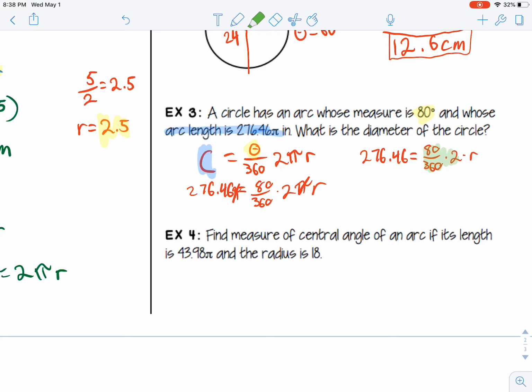Okay, so let's go ahead and do that. Type that in your calculator. If we have 80 over 360 times 2, okay, and that gives us a really big decimal. And that decimal is point 44 times our r equals 276.46. Alright, to get r by itself, I gotta divide both sides by 0.44.